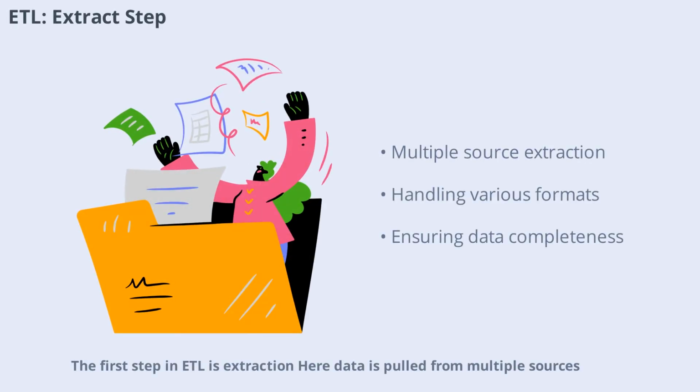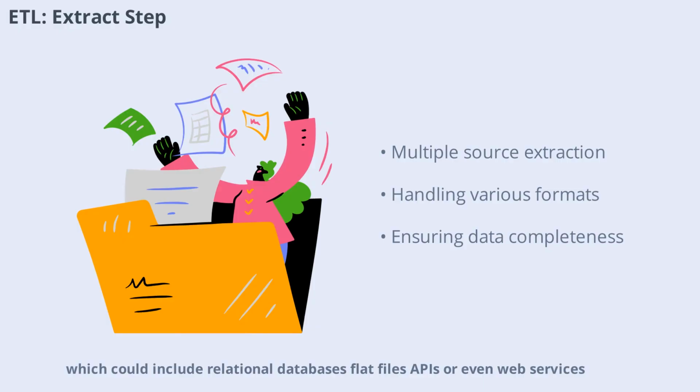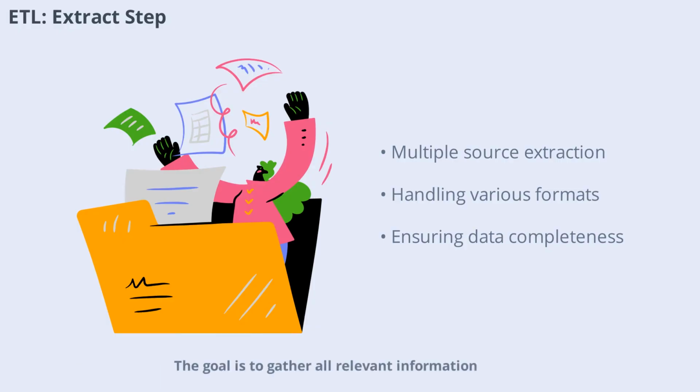The first step in ETL is extraction. Here, data is pulled from multiple sources, which could include relational databases, flat files, APIs, or even web services. The goal is to gather all relevant information, regardless of its original format or location. This step often involves connecting to different systems and handling various data types. Proper extraction ensures that no critical data is missed and sets the stage for effective transformation and loading. Extraction tools and connectors play a vital role in automating this process and maintaining data integrity.